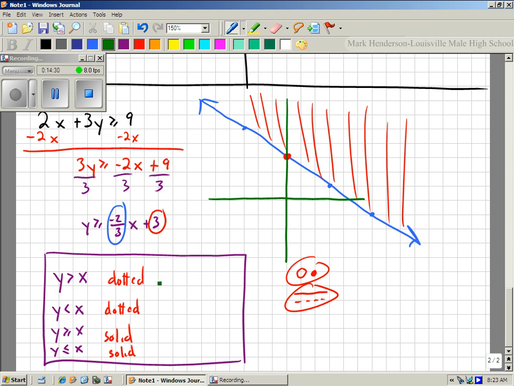Okay. This is shaded above. This is shaded below. This again is shaded above. This is shaded below. And again, it's by the way it reads. If it reads that y is bigger than x, then it's shaded above. If it reads y is less than x, then it is shaded below. Any questions?